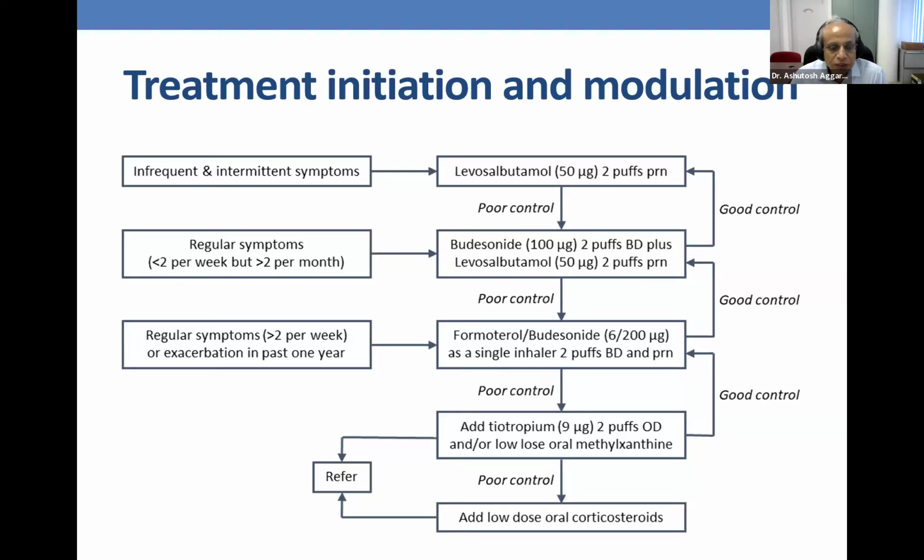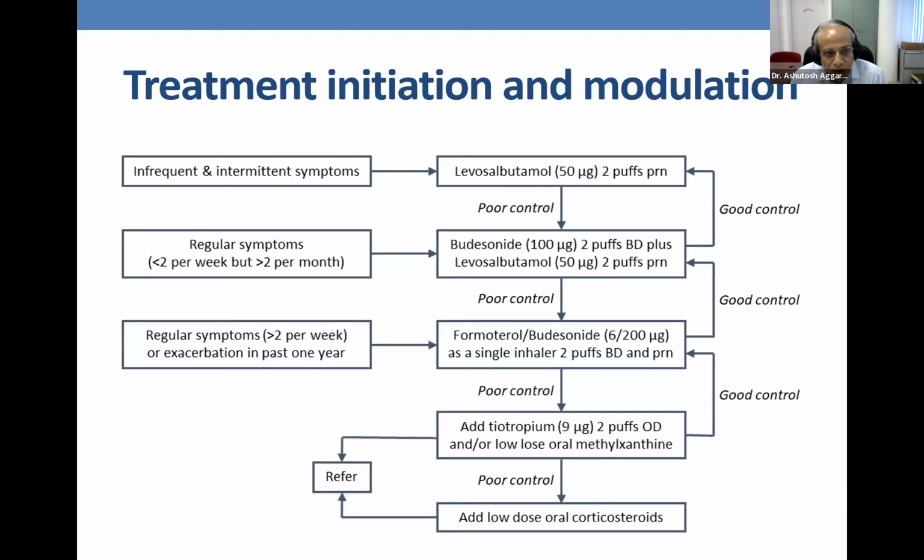For patients with regular symptoms, which means less than twice per week, but more than twice per month, so these are milder kind of infrequent but regular, these patients can be managed with low dose inhaled steroids, such as budesonide, 100 micrograms, 2 puffs twice daily. Plus you can add a short-acting beta agonist like levosalbutamol to be taken on an SOS basis.